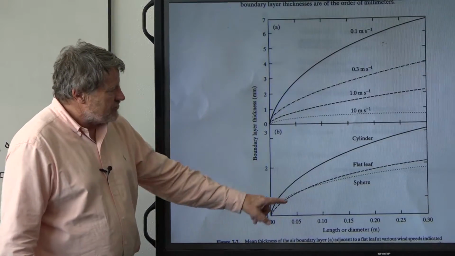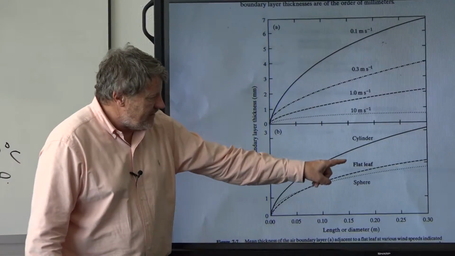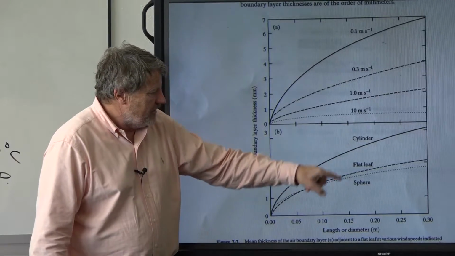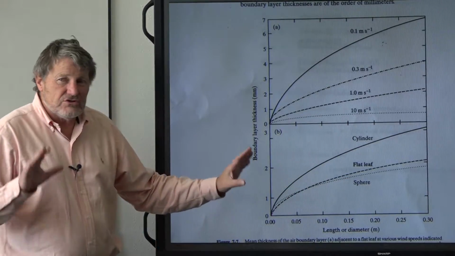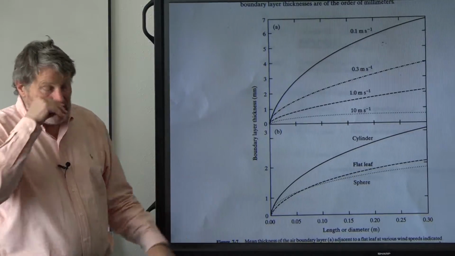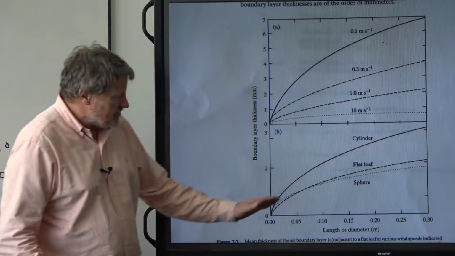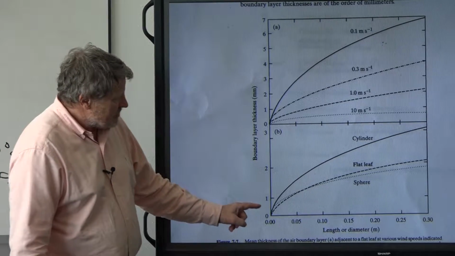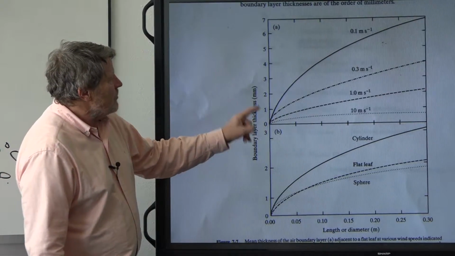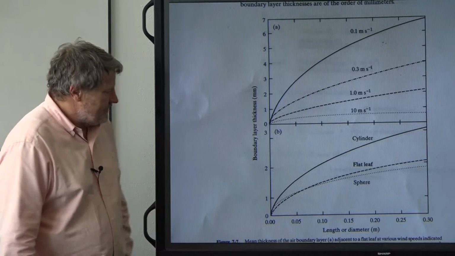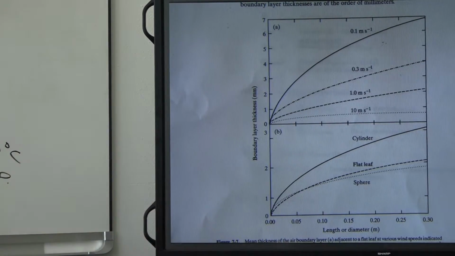Now look at how this curve changes with shape. A flat leaf is different than a sphere, and that's different than a cylinder. So we can use the same equations to model all kinds of things. Cylinders and different shapes, different roughnesses. But this is how those shapes affect it. And then here are wind speed examples, tables of examples of that.